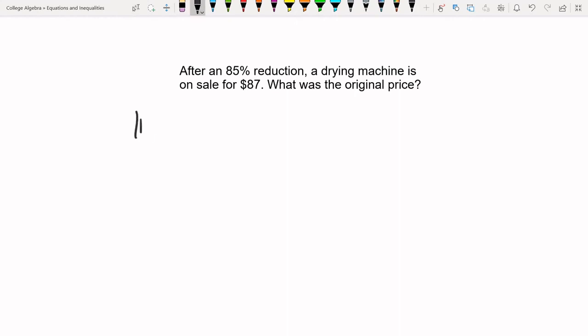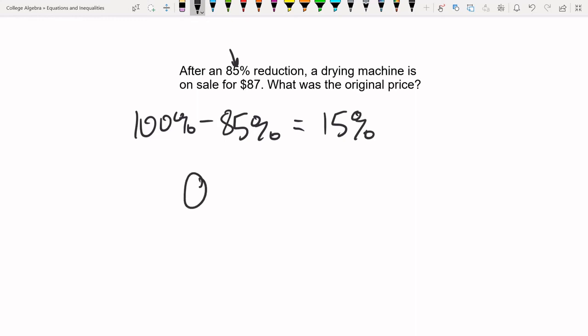So if 100% was the original price, and we have an 85% reduction, we just subtract it from there, and that gives us 15%. That means the dryer is 15% of what it originally cost. So the new price is going to be 15% of X. Now you could give any variable to this. I'm just going to say the original price is X. That's what we're trying to find.